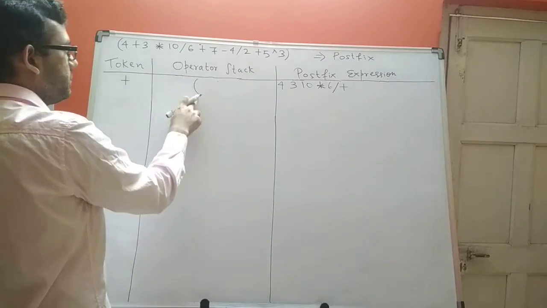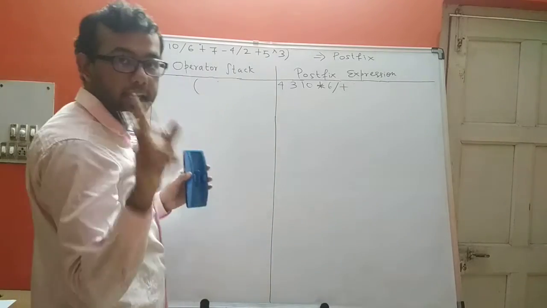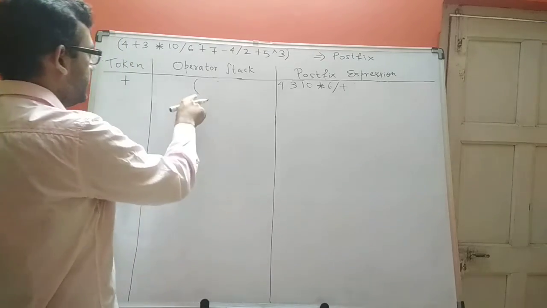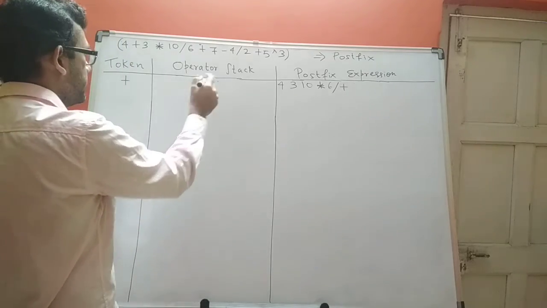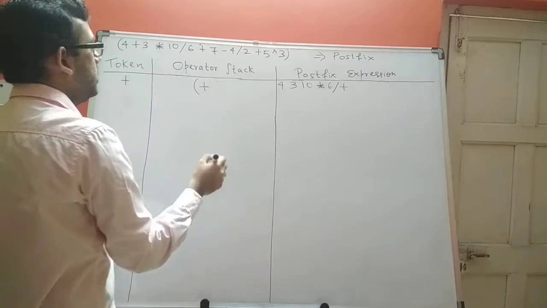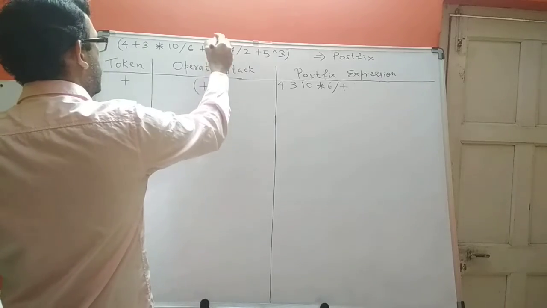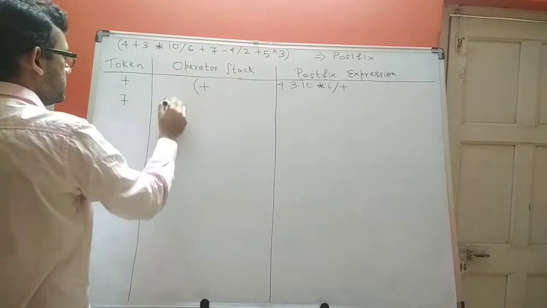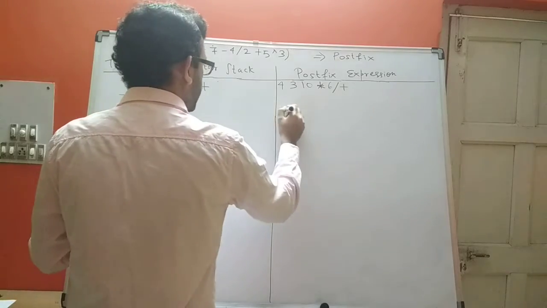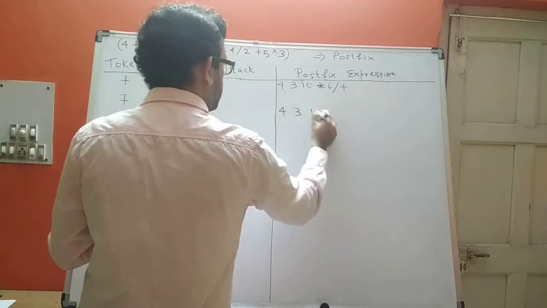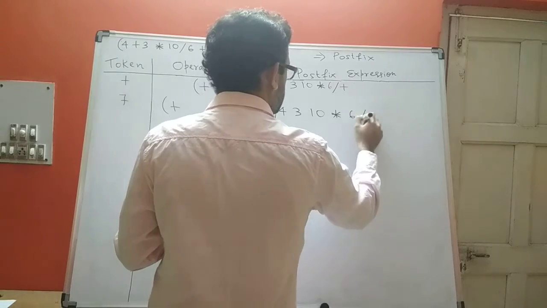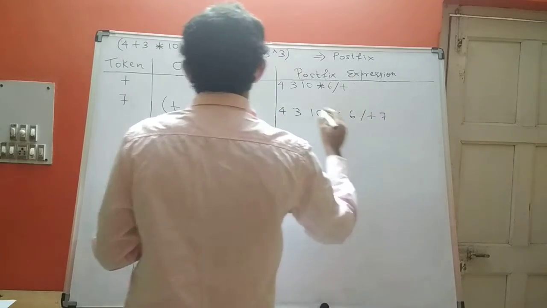Does plus have higher precedence than opening parentheses? Yes. Why? Because opening parentheses is my top of stack, it has the lowest precedence and I can push plus onto my stack. Next is 7. Now 7 is an operand, so I will take 7 and add it to the output.